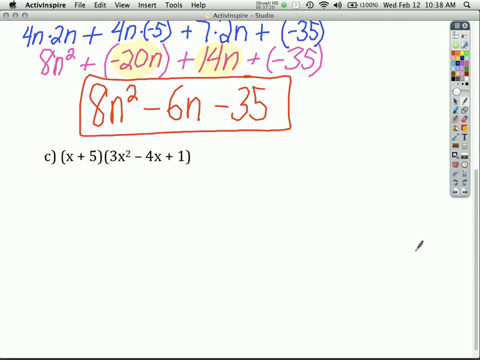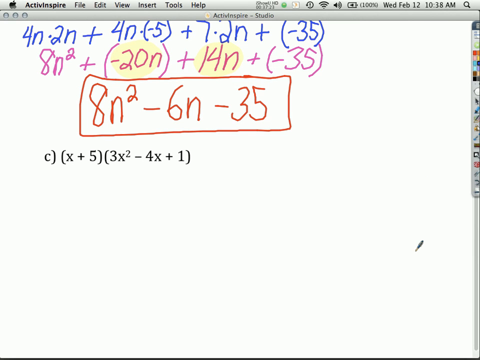Based on the 2 examples you've seen done already, you should have an instinct about what's going to happen here. So what do you think is going to happen when we have a binomial times a trinomial? Anissa, what do you think? That's right. We're going to distribute the x times everything here, here, and here, and then we're going to distribute the 5 to everything here, here, and here.